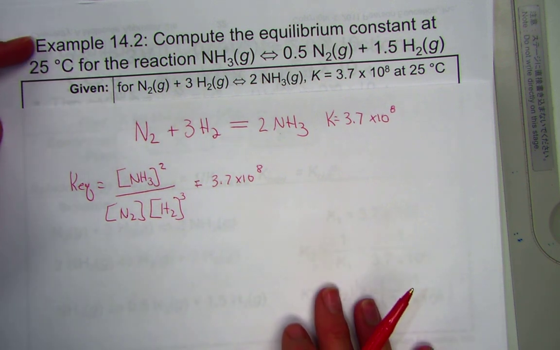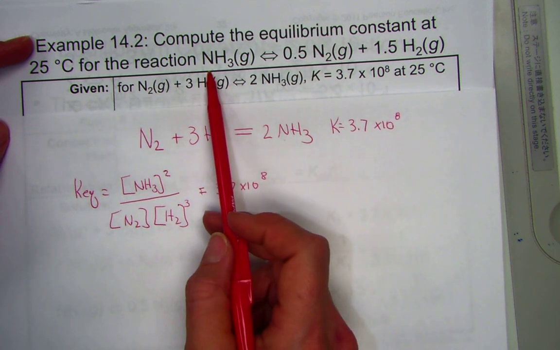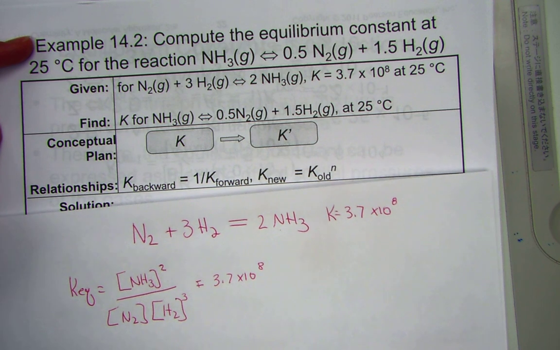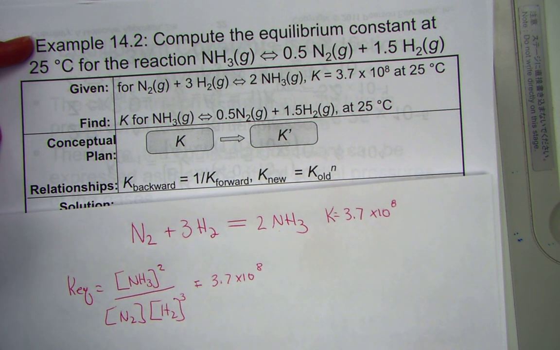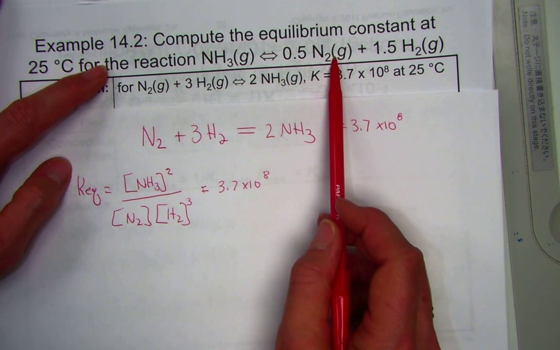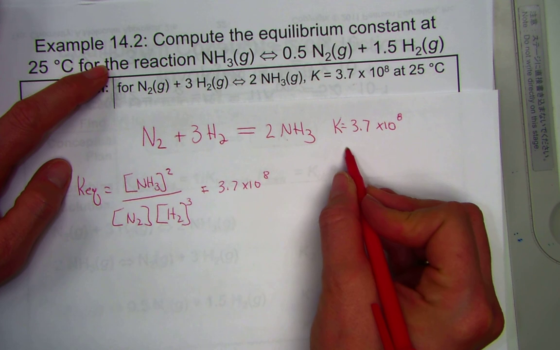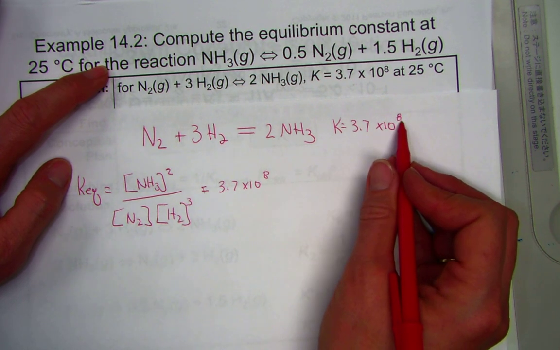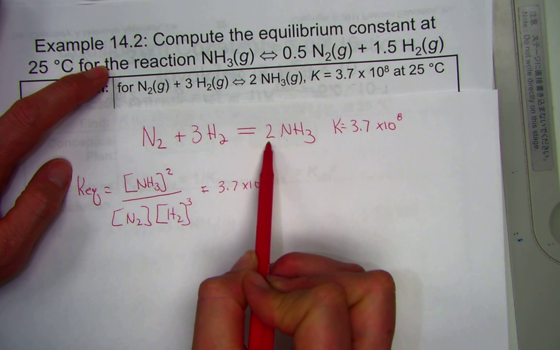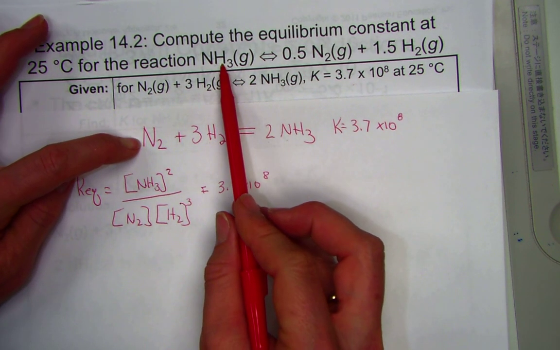So what would the value be if the reaction instead had these coefficients? Ammonia, 0.5 nitrogen, and 1.5 hydrogen. Alrighty. So a couple of things. If this was the original value, how do we make this equation? Alrighty. So if the forward direction gives us 3.7 times 10 to the 8th, with a 1 to 3 to 2 ratio, how do we create from this equation our target?